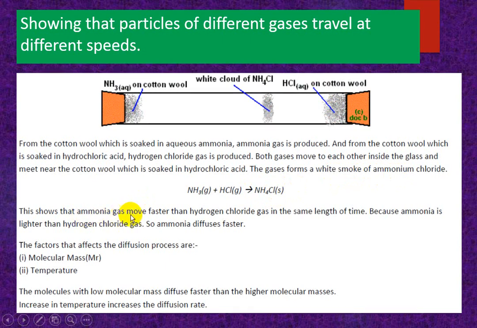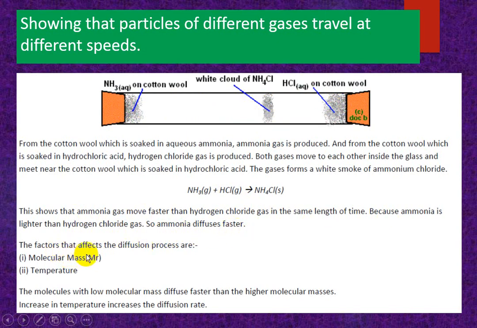This shows that ammonia gas moves faster than hydrogen chloride gas in the same length of time. So which gas moves faster? Ammonia gas moves faster than hydrogen chloride gas in the same length of time, because ammonia is lighter than hydrogen chloride gas, so ammonia diffuses faster.